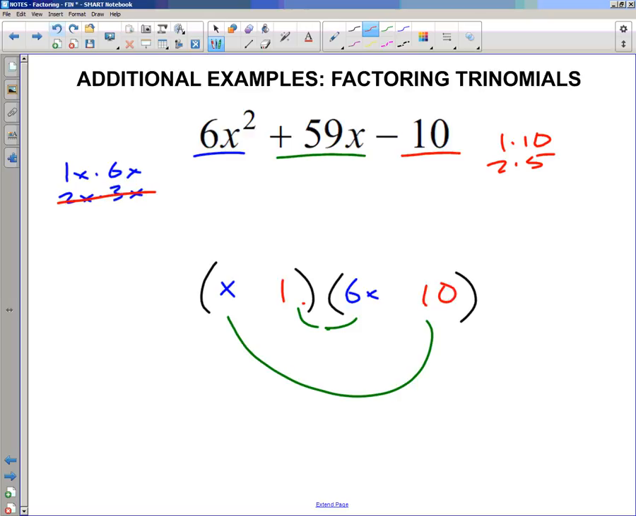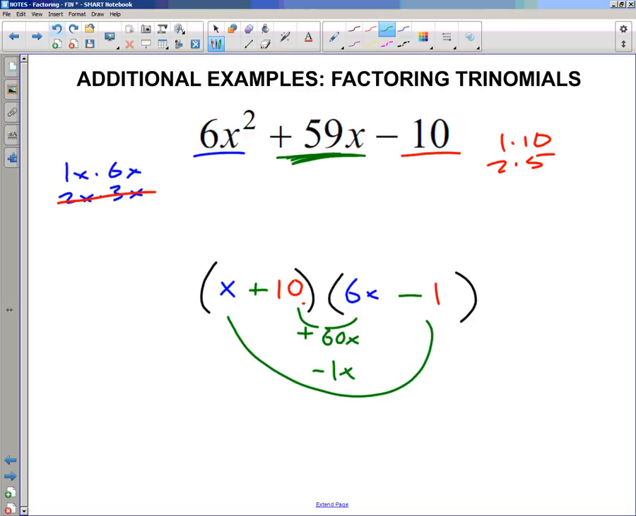1 and 10. Now I'm not going to bother checking this one because 6x and 10 both are divisible by 2, so that's not a possibility. I could try flipping them and putting them here. Yeah, let's try that out. 10 times 6x would be 60x, 1 times x would be 1x, and oh, that'll work. We're trying to get a positive 59. If we made the 60x positive, the 1x negative, that'd be a minus, and this would be a plus here.